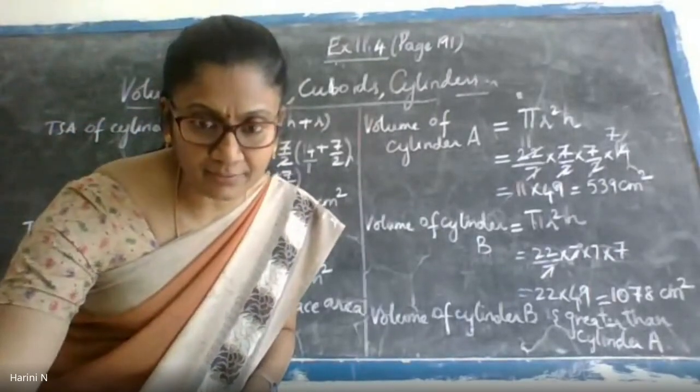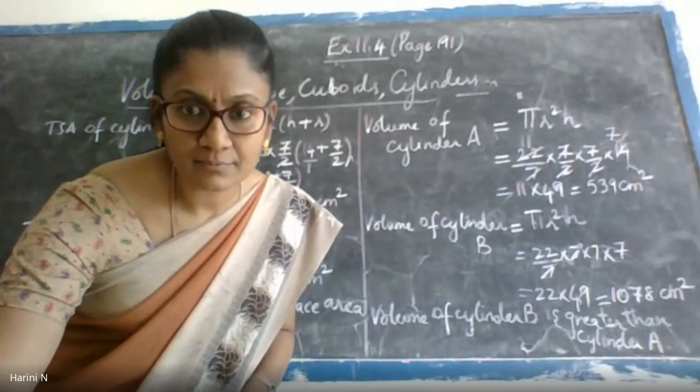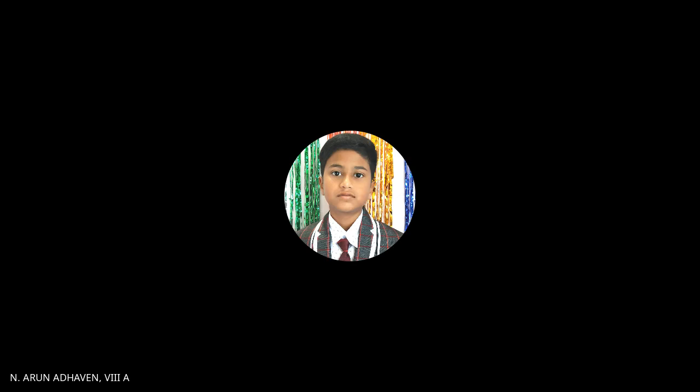Any doubts so far? Are you able to understand here why it is 7?